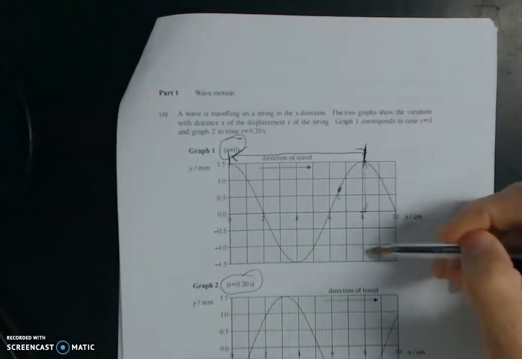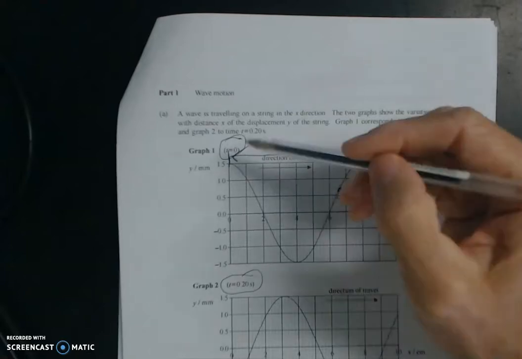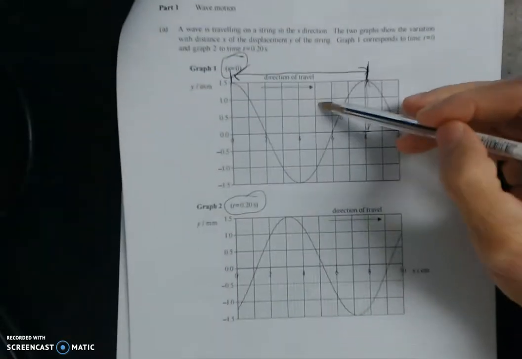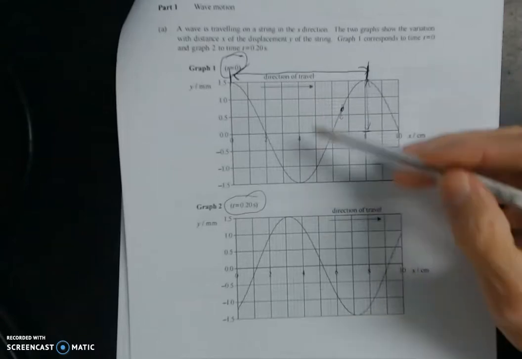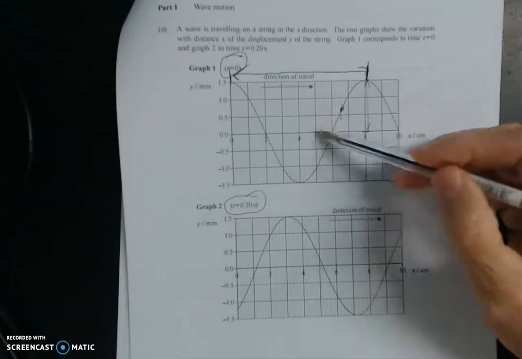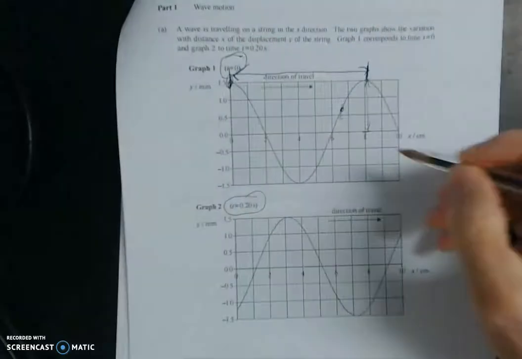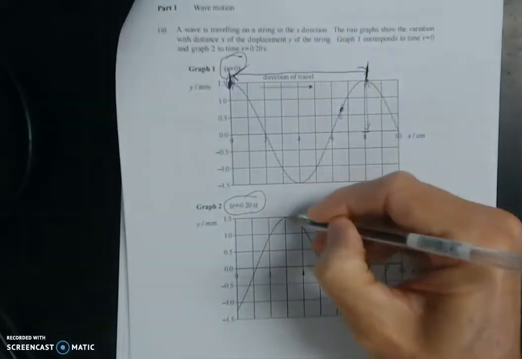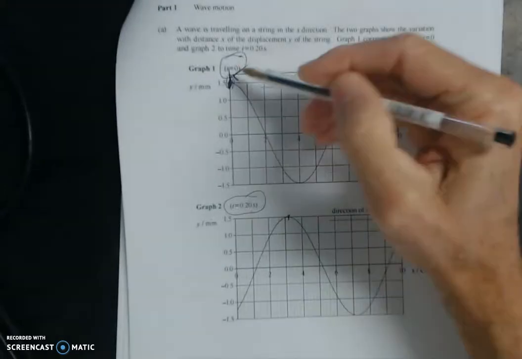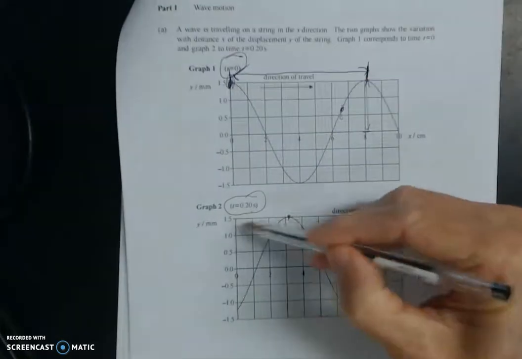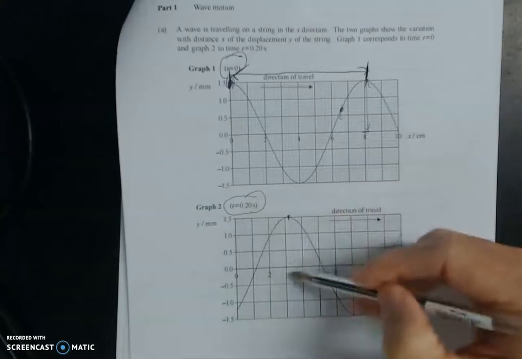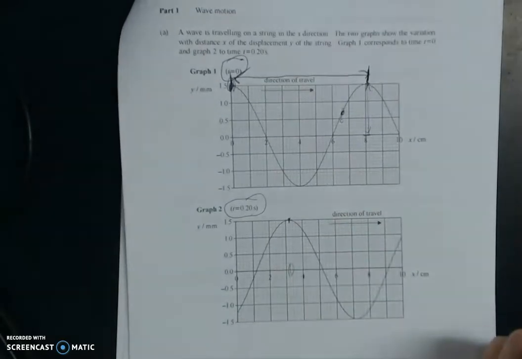Next, they ask for the speed. So in 0.2 seconds, we go from this graph to this graph. So we have to decide how far something went. I'm going to use this crest. So this crest here went from being here, and then 0.2 seconds later, now it's here. So it moved along from here to here.